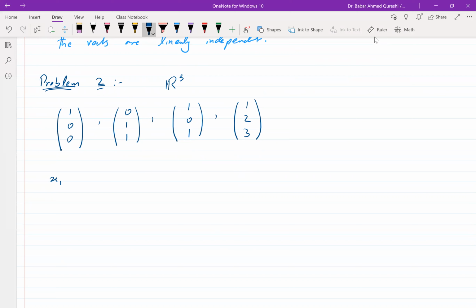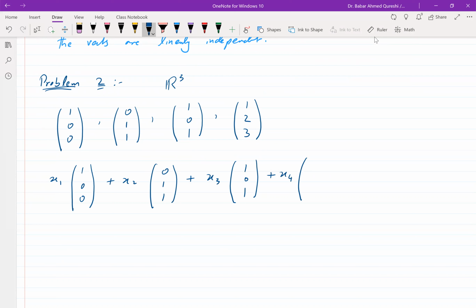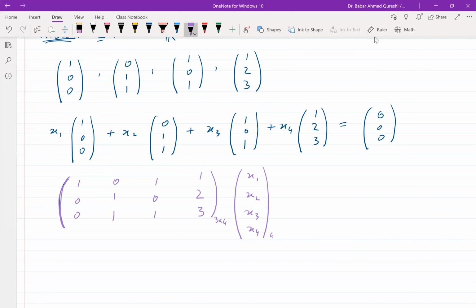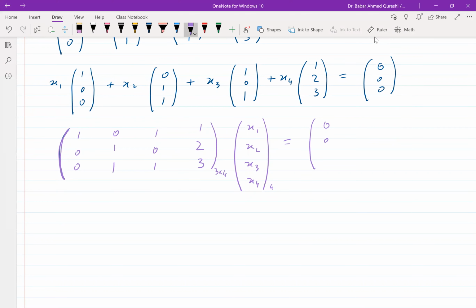So again, I'm building up this equation. I have four vectors, so I have four constants, and put it equal to zero. And now I want to see if I have a non-trivial solution for x1, x2, x3, x4 or not. So again, using my knowledge of matrix multiplication, I can write it as a matrix equation. You have a 3 by 4 and a 4, so you can multiply them. And this has to be equal to 0, 0, 0.